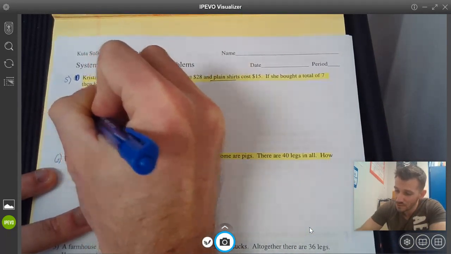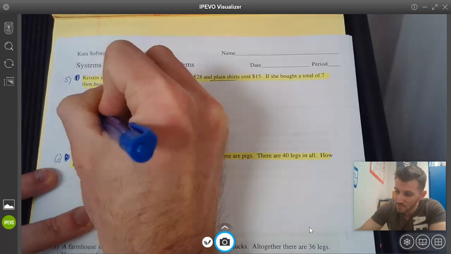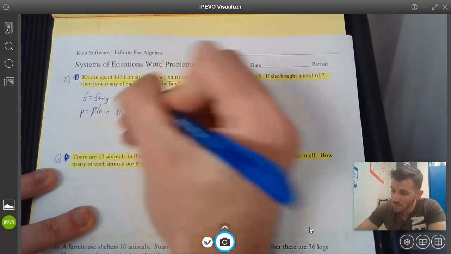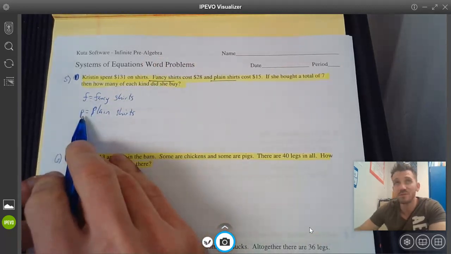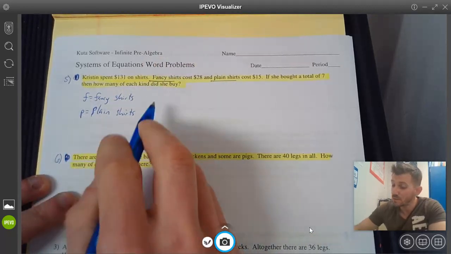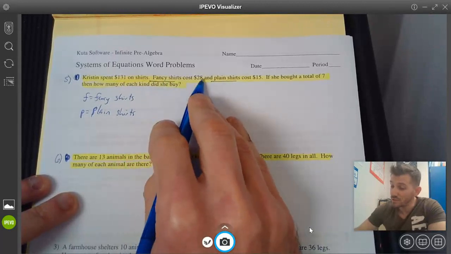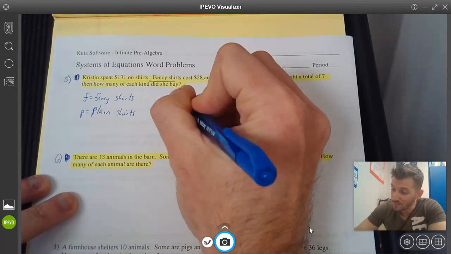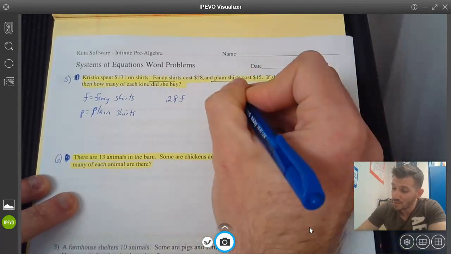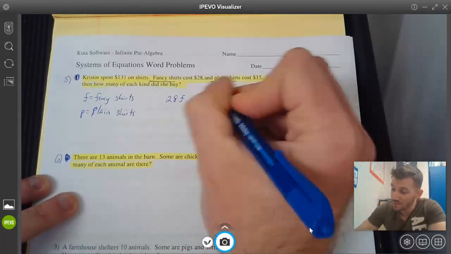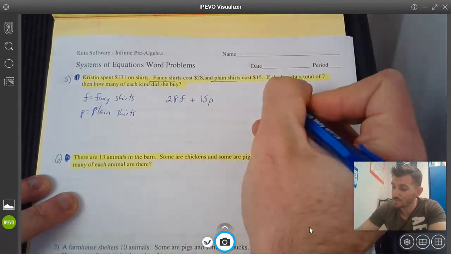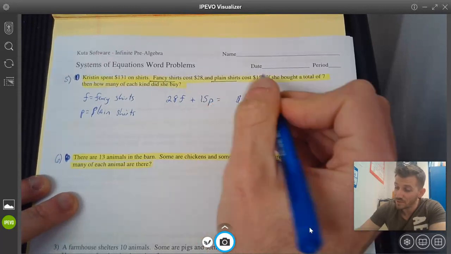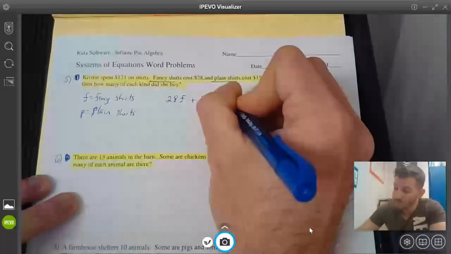I'm going to call plain shirts P. Okay, so here's my two variables. F will be fancy shirts, P will be plain shirts. Fancy shirts cost 28, plain shirts cost 15. So I already know this is going to say $28 for every fancy shirt plus $15 for every plain shirt. And there is a total, remember this is our money equation. They spent a total of $131.